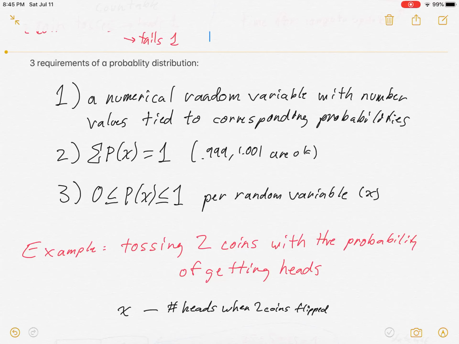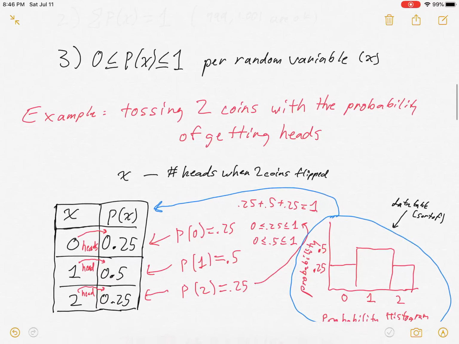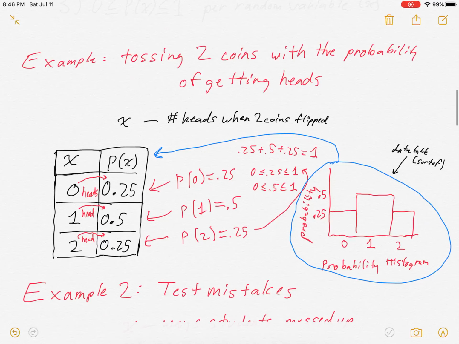And then there are 3 requirements of a probability distribution. The first one, a numerical random variable with number of values tied to corresponding probabilities. The second, the summation of probabilities equals 1, but 0.999 and 1.001 are okay because of rounding errors. 3, the probability of each random variable x is between 0 and 1, but they can also be equal to 0 and 1.